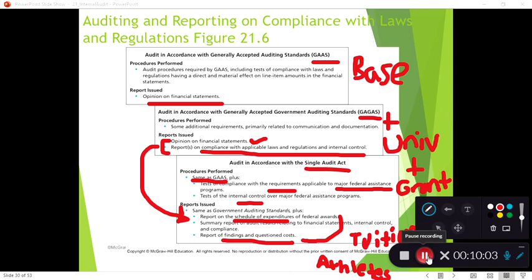But again, these are building on each other based on whether you have these conditions. So the base is the generally accepted auditing standards. Do you have some other laws and regulations that require you to meet the governmental auditing standards? And then do you have some major federal assistance programs that require you to meet the Single Audit Act? So each additional condition adds to the audit and adds to the report. It doesn't replace what was in the lower levels.